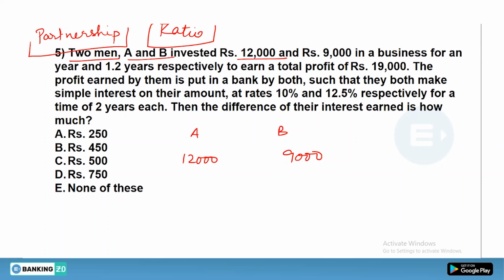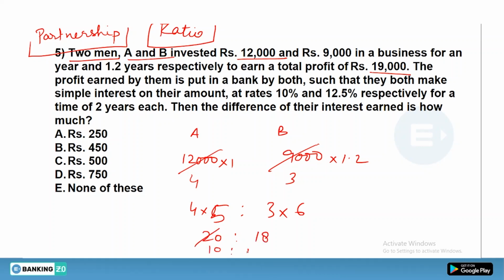Now, as you can see, A and B invested rupees 12,000 and 9,000 in a business for a year and 1.2 year to earn a profit of 19,000. So we have got 3, 4 and 4 into 5 ratio, 3 into 6. That means 20 ratio 18, that means 10 ratio 9. Hence we have got the profit ratio as 10 ratio 9. That means A will get 10,000 while B will get 9,000 as profit from 19,000.